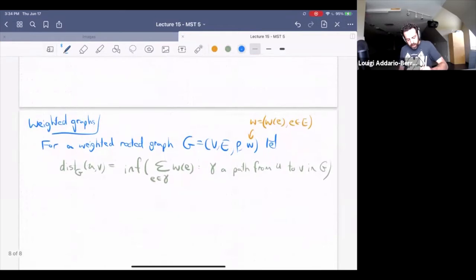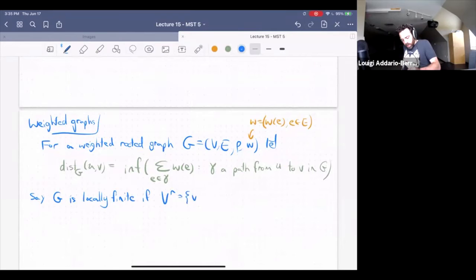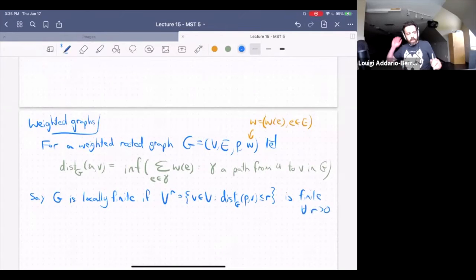Okay, and now we'll say that G is locally finite if there are only a finite number of vertices at distance at most r from the root, for any positive r. So we'll define V_r to be the set of vertices such that the distance from rho to v is at most r. This should be finite for any r, and then the graph is locally finite.